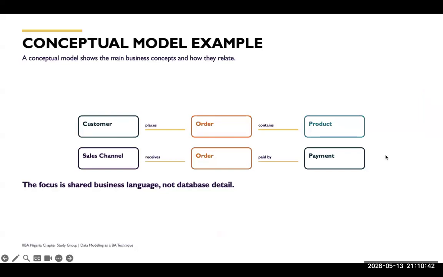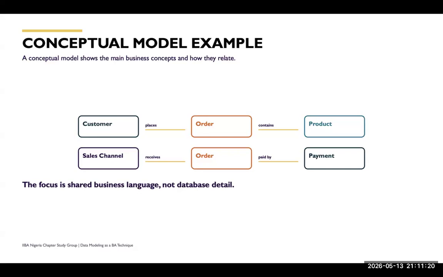So this is just a simple example, right? I've said here that the focus is the shared business language, not the database detail. And the conceptual model shows the main business concepts and how they relate. We've said that. So this is an example. You can see the customer places an order, contains product. A sales channel receives an order, is paid by a payment. Simple, very high level, very clear.